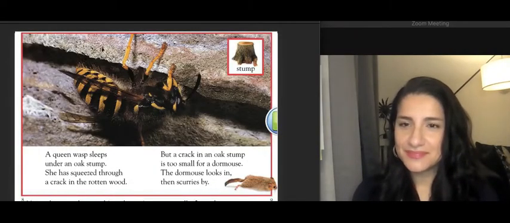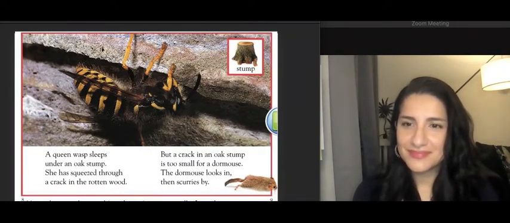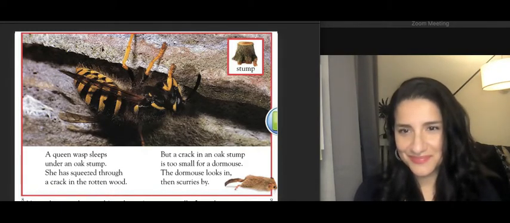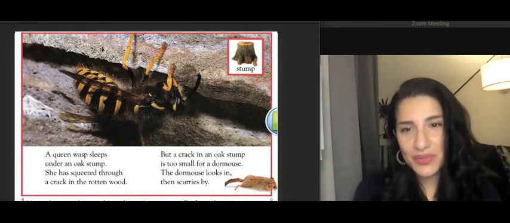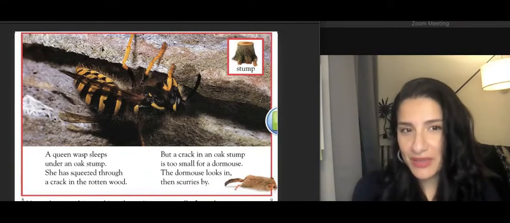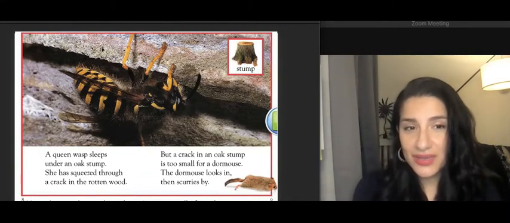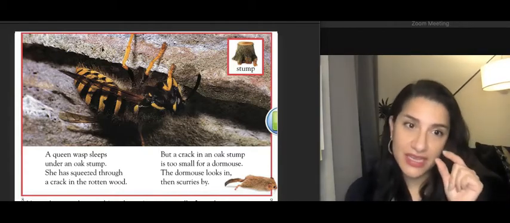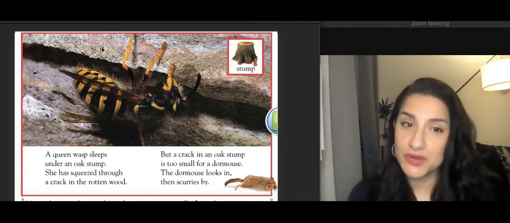A queen wasp sleeps under an oak stump. She has squeezed through a crack in the rotten wood. But a crack in an oak stump is too small for a dormouse. The dormouse looks in, then scurries by. Stump. Readers, how do you know this place is too small for the dormouse? Yes, it's the size of a wasp. And I know a wasp is very tiny compared to a dormouse.